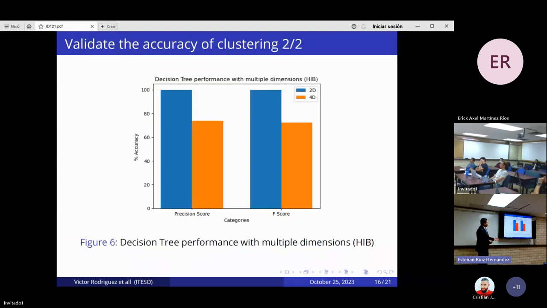And the results are very good. To sustain the reason why we use PCA with four dimensions, we had a score not bad, 69%, so almost 70%. But with only two dimensions, we help a lot to the decision tree to achieve almost 100% of accuracy.